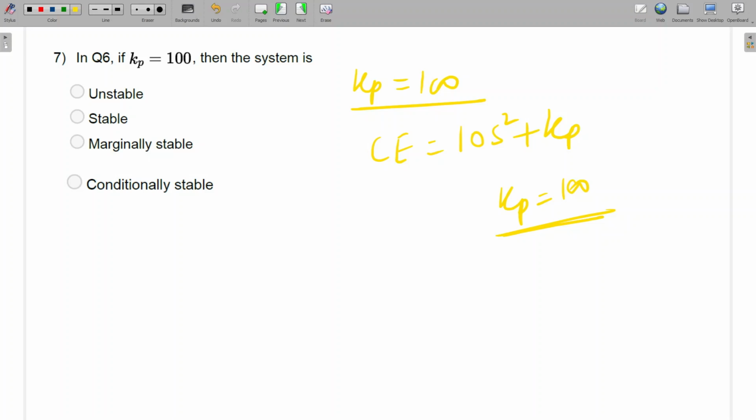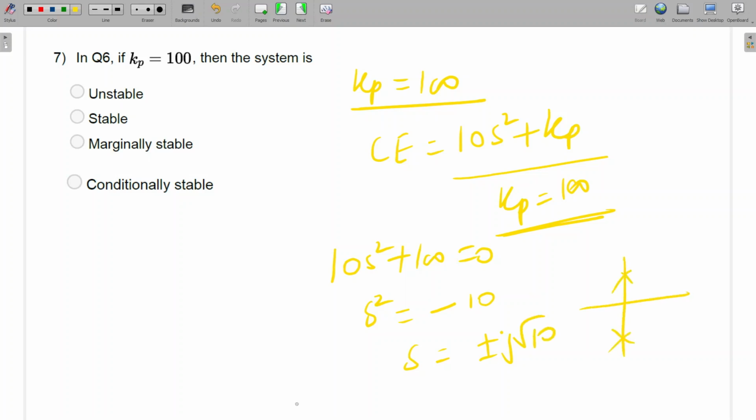What is the meaning of marginally stable? Roots will be on the imaginary axis, sir. So for Kp equal to 100, 10 s square plus 100 is equal to 0, and s square will be equal to minus 10. Correct? So s is equal to plus minus j root 10. It will come on the imaginary axis. So this is the correct option. System will be marginally stable.